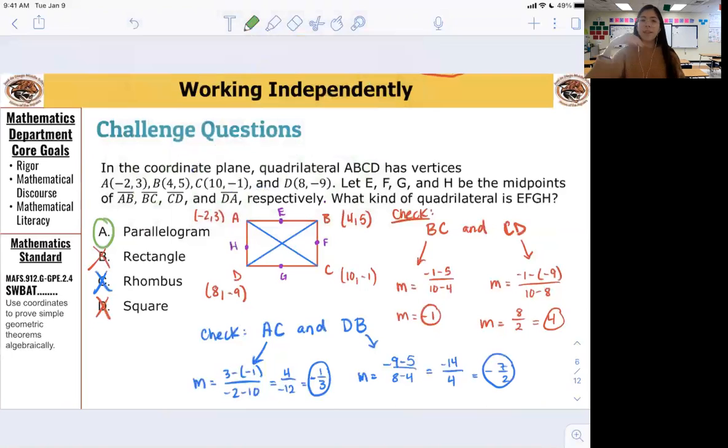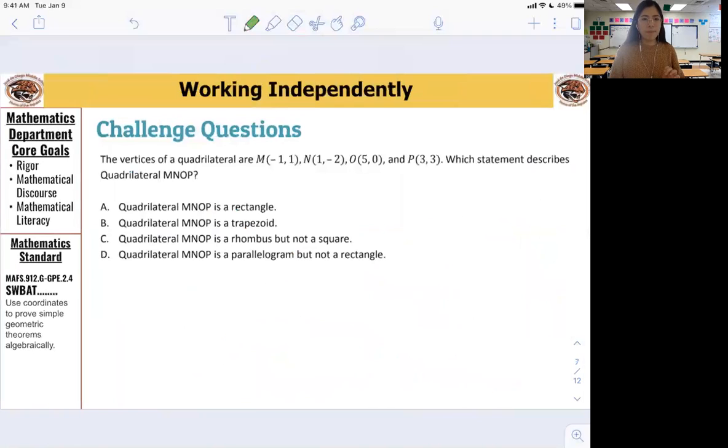We always basically have to check if the corners are perpendicular and if the diagonals are perpendicular. And that helps us to narrow it down to figure out our final answer. Questions so far? Okay, I believe I have at least one more.